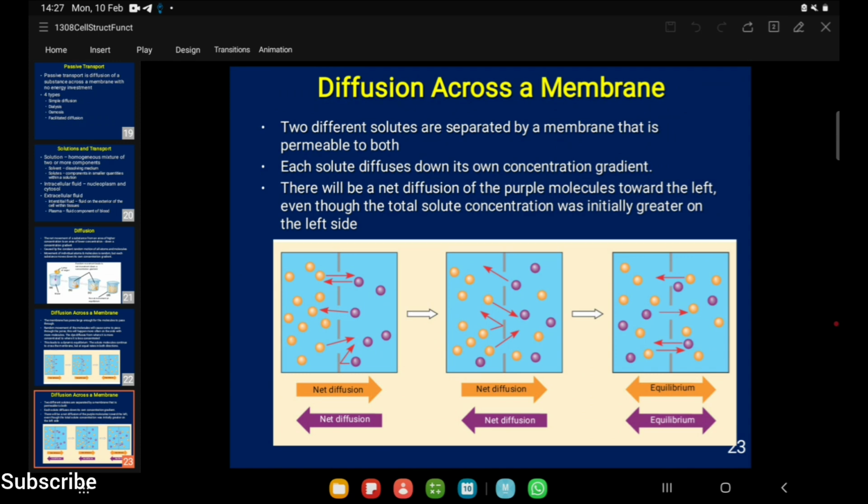Diffusion across a membrane. Then how does diffusion occur across a membrane? Two different solutes are separated by a membrane that is permeable to both. Each solute diffuses down its own concentration gradient. There will be a net diffusion of purple molecules towards the left, even though the total solute concentration was initially greater on the left side.